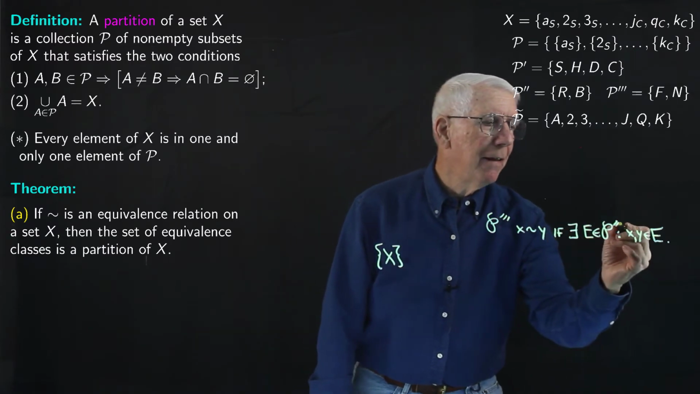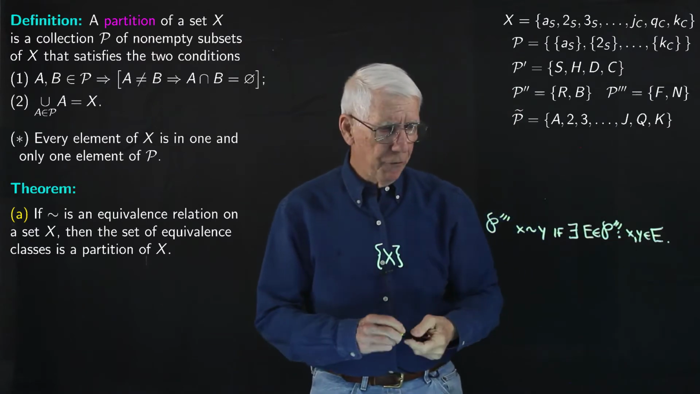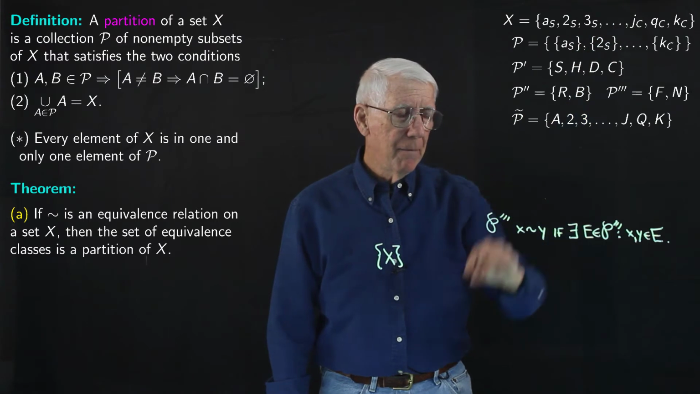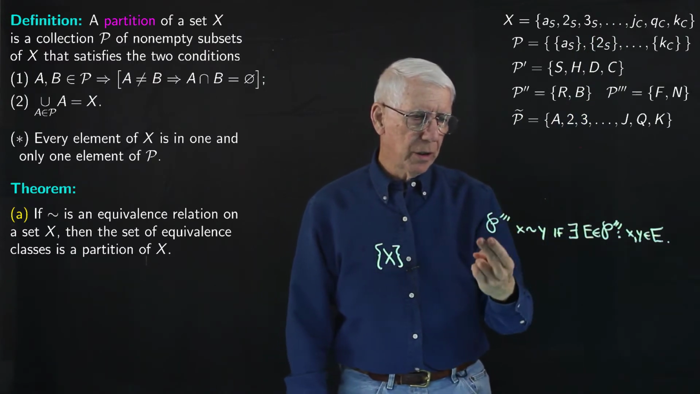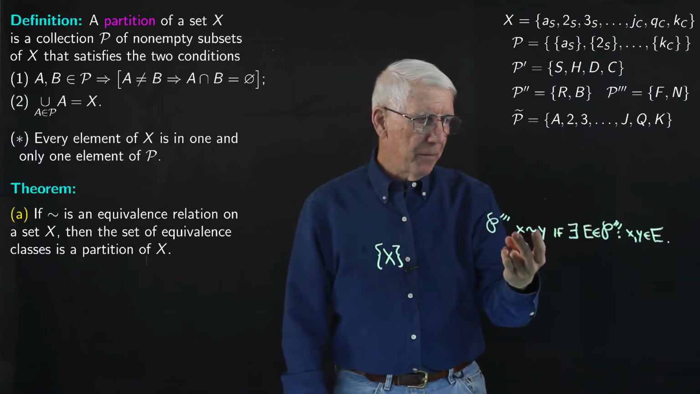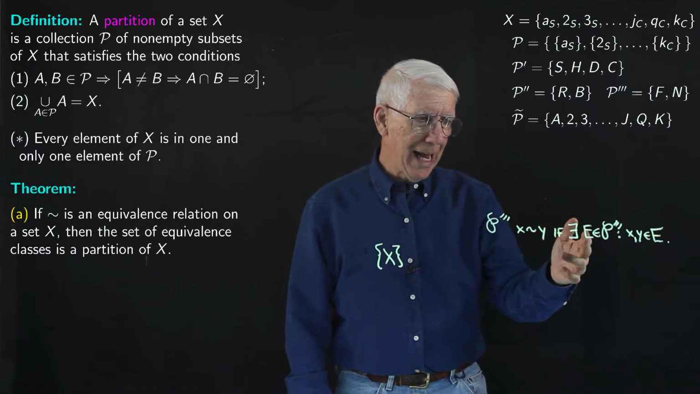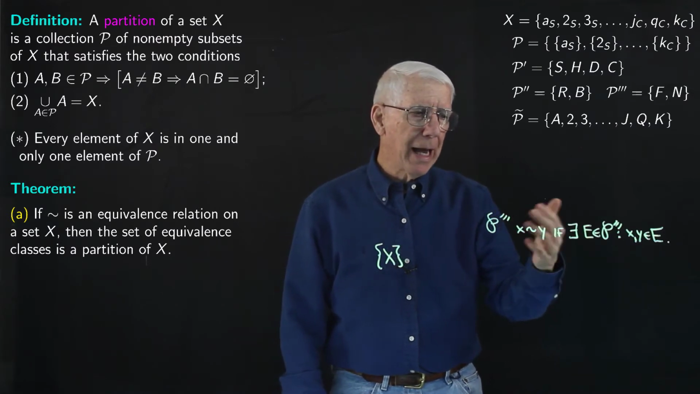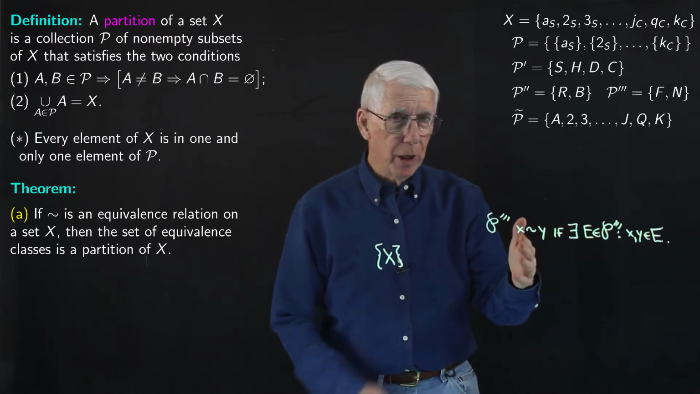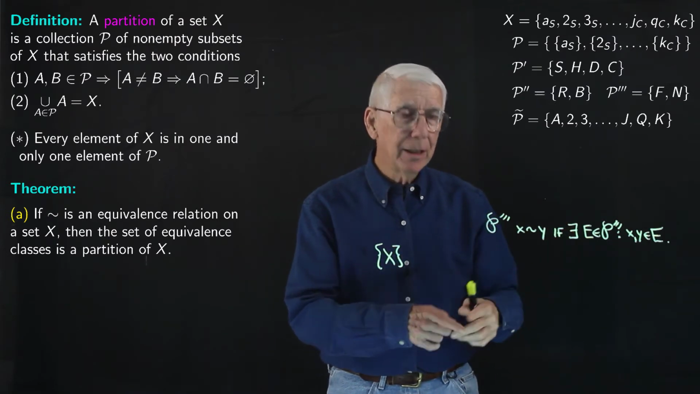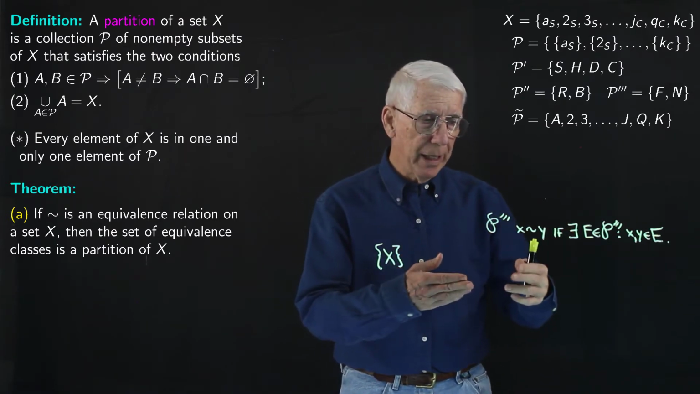We would say that we could define an equivalence relation between the cards by saying that two cards are equivalent if they're either both face cards, so they're both in capital F, or they're both number cards. They're both in capital N. And they're not equivalent if one's in F and one's in N. That's an equivalence relation, as you can check, that it's reflexive, symmetric, and transitive.